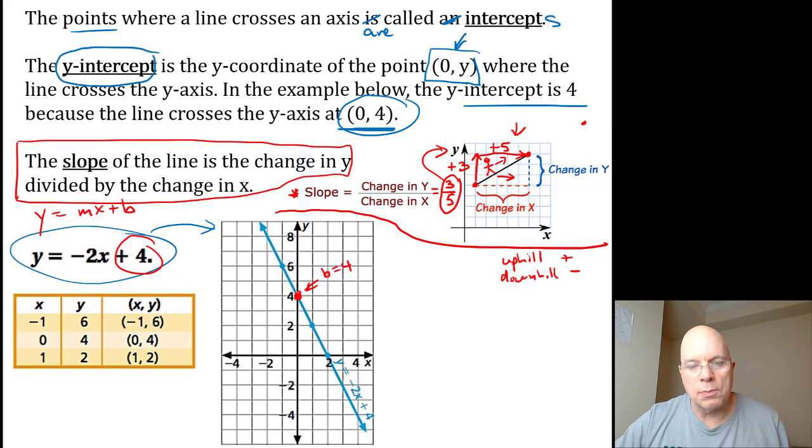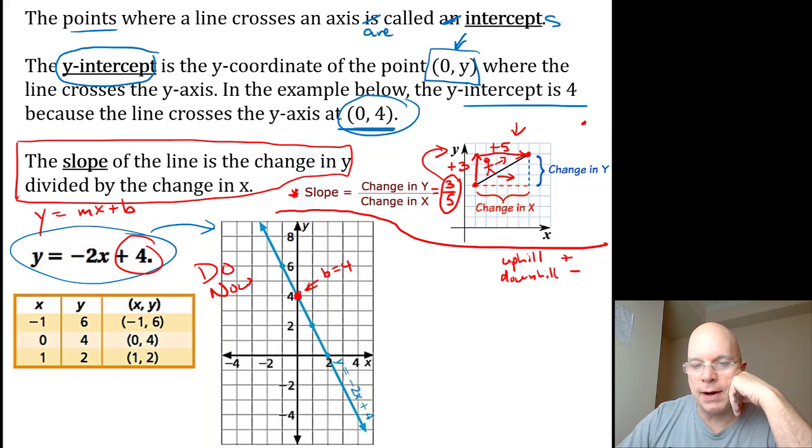Let's calculate the slope of this line from the do now. Let's first talk about that uphill, downhill. If you were a stick figure walking on this line, walking from left to right, do you see that you would almost be falling downhill? It's so steep. Do you see what I mean by downhill? If you do, then we expect a negative slope.